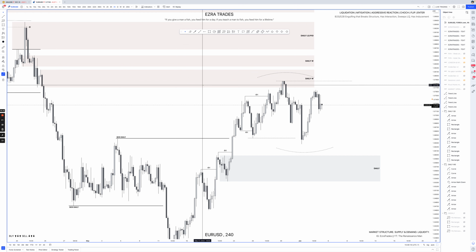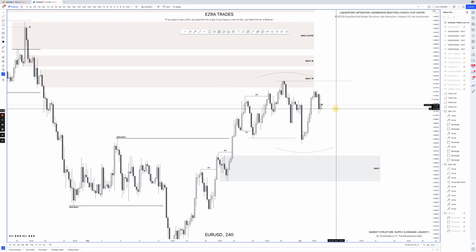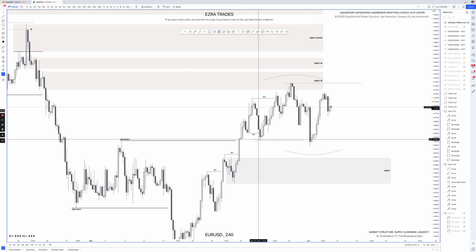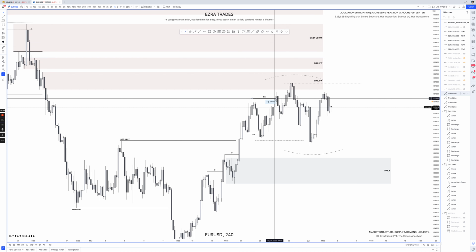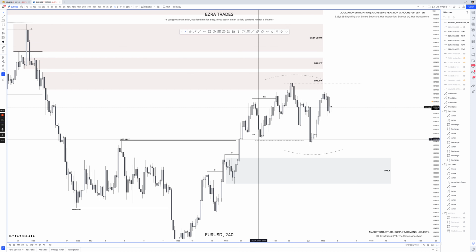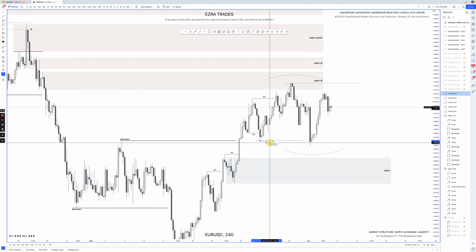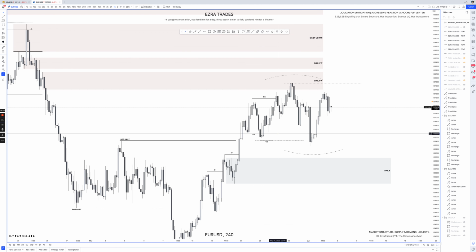Once again, if you don't understand what high probability ranges are, watch my supply demand video. It's very helpful on this topic, right? So now, what do I have? This low, break structure to the upside. If this low goes, right, then I have a break of structure that's bearish.